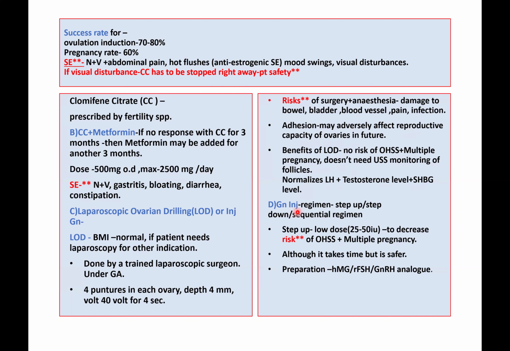Gonadotropin injections. If you remember, you can just say that there are different regimes: step up, step down, and sequential regime. Usually the step up regime is done. In this, we start with a low dose, so it will decrease the risk of OHSS and multiple pregnancy. Although with the low dose it will take time, it is safer. What are the preparations? Human menopausal gonadotropin, recombinant FSH, GnRH, no.